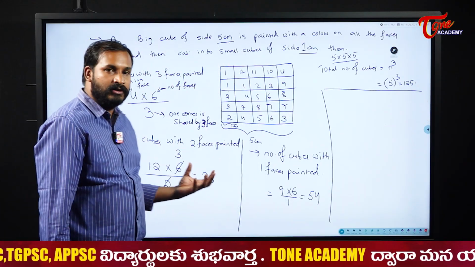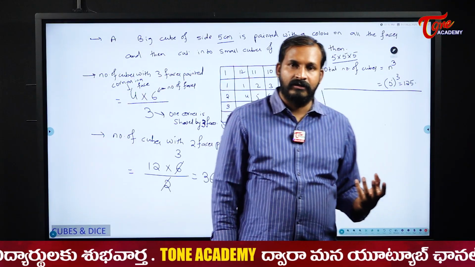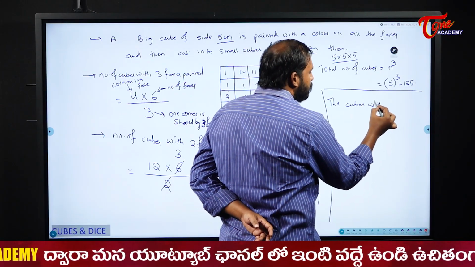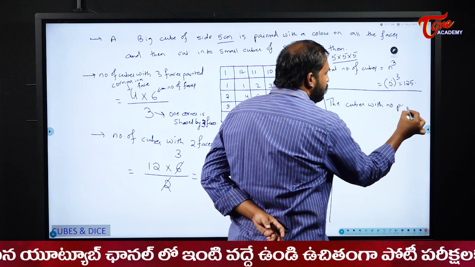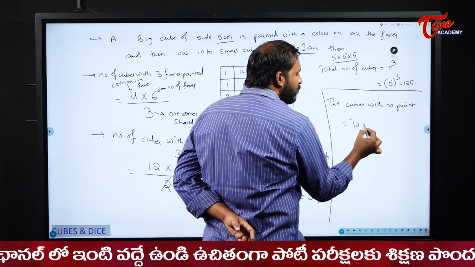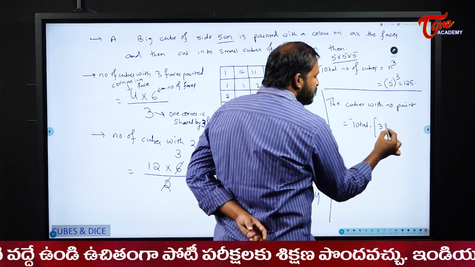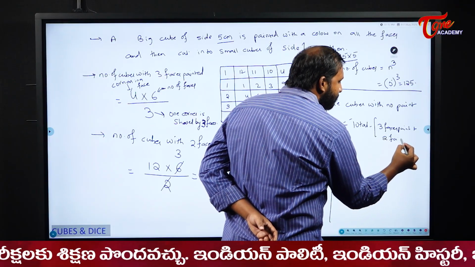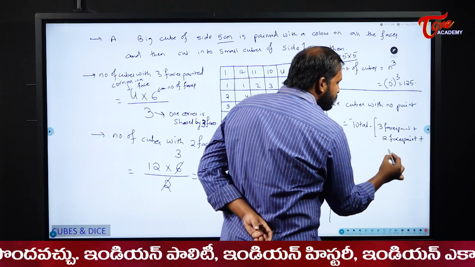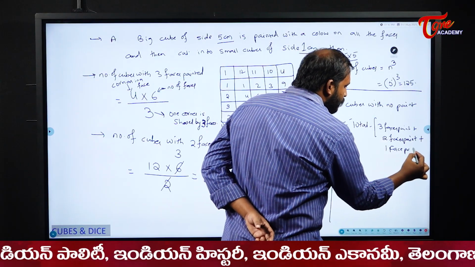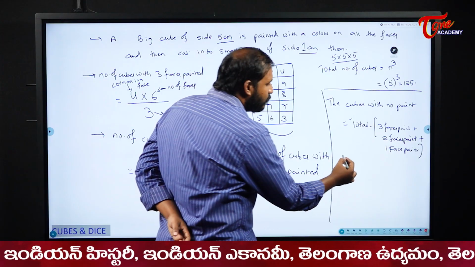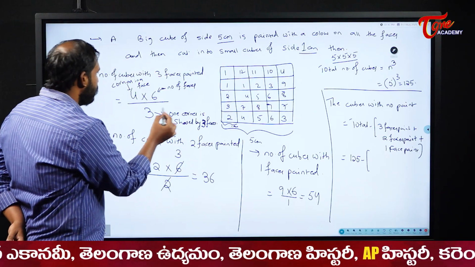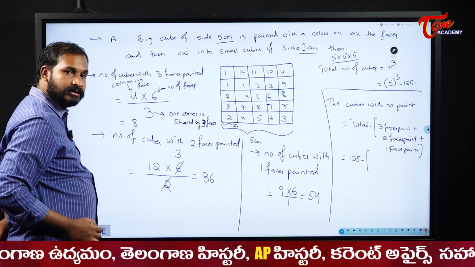Now, as I already told you, there will be cubes which will not get paint at all. So the cubes with no paint, that is equal to, in different ways we can do. One is total minus 3 faces paint plus 2 faces paint plus 1 face paint. This is one method. So what happens if I do so? Total is how many in number? 125 minus 3 faces painted are how many in number? 8 in number.